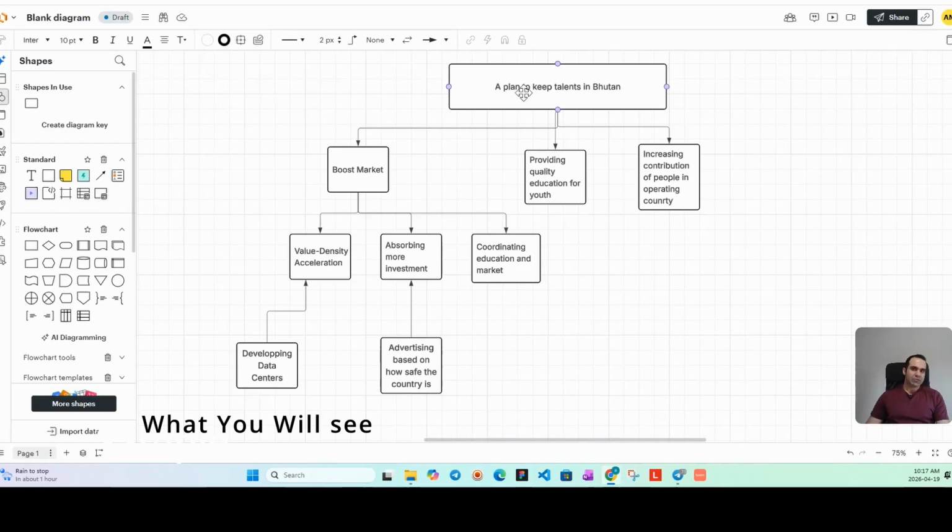We talked about a plan to keep talents in Bhutan. We understood that this plan, according to Gemini, I don't have enough knowledge. We just relied on Gemini, and we are practicing with Gemini. So, according to Gemini and what we understood, with these three functions, we can have a plan to keep talents in Bhutan. We need to boost the market in Bhutan, and we need to provide quality education for young people, and we need to increase contribution of people in operating country.